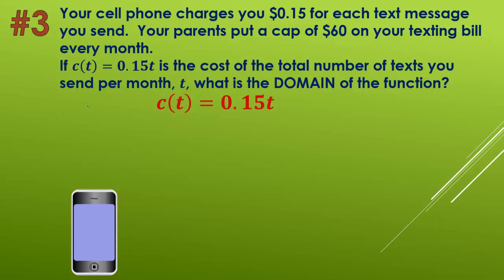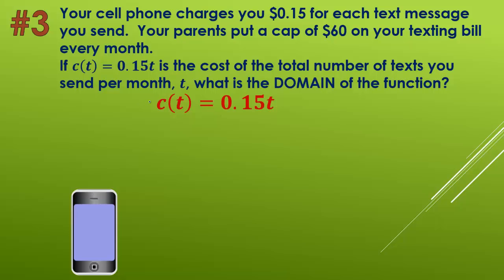So basically, just so you know, what that breaks down to is C of T, the total bill, equals 15 cents per text. That's what that breaks down to. All right. Let me get rid of that real quick though. So we've got this. Now your parents put a cap of $60 on your texting bill.